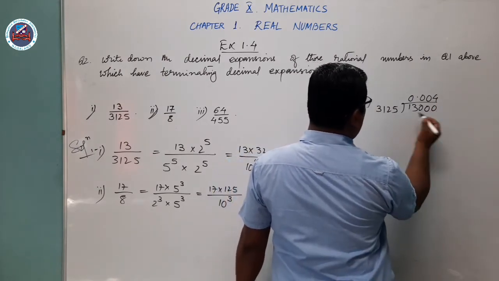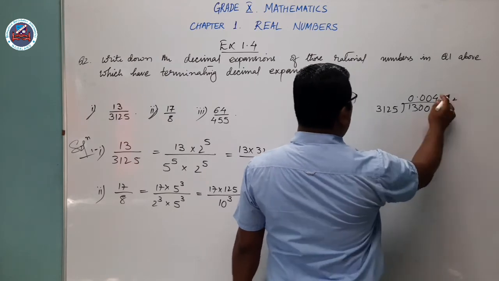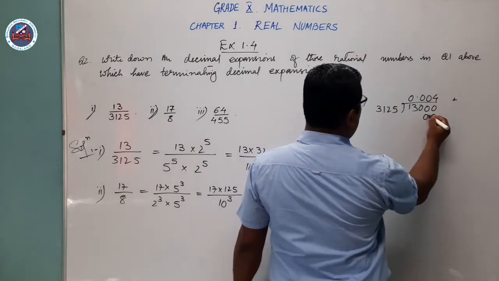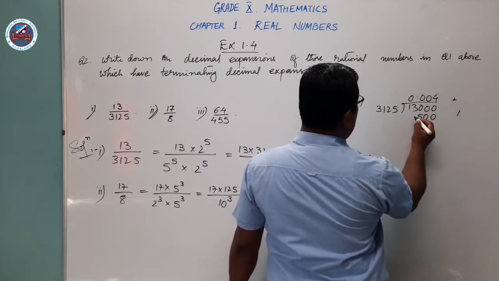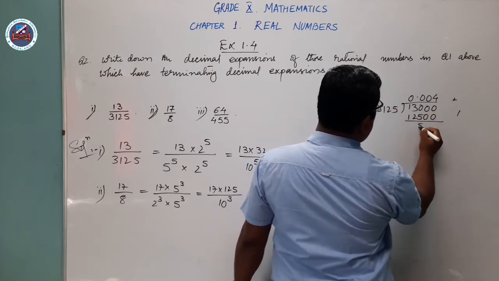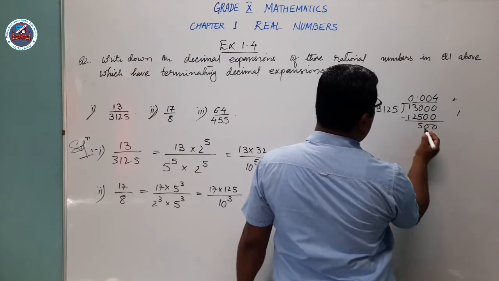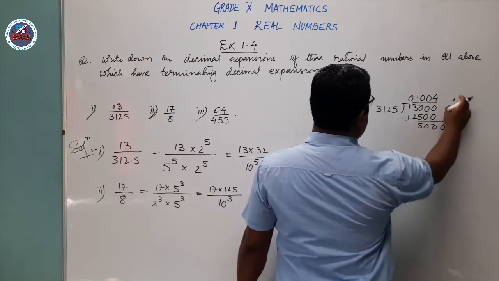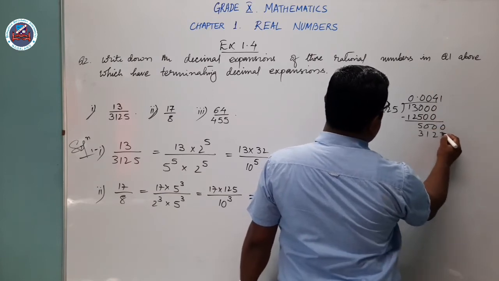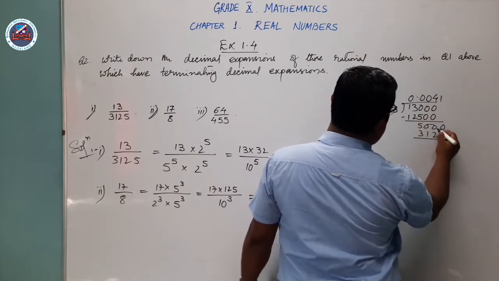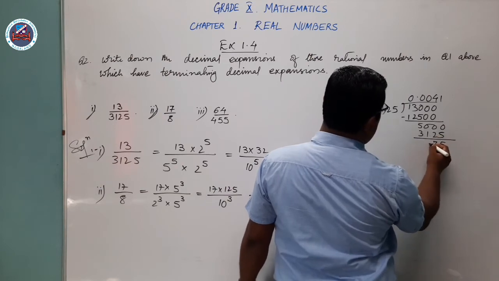So 4 5s are 20, 0, 2 in hand. 4 2s are 8, plus 2 is 10, 0, 1 in hand. 4 1s are 4 plus 1 is 5. 4 3s are 12. So you will get 500 here on subtraction. Then if you put 0, one time you can do it: 3 1 2 5. This is 5, 9 minus 2 is 7, 9 minus 1 is 8.